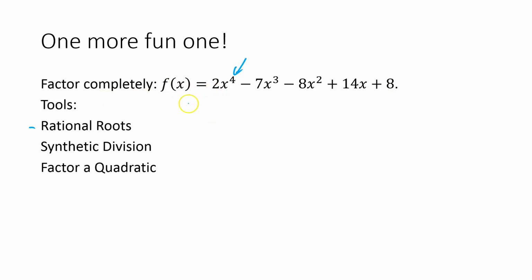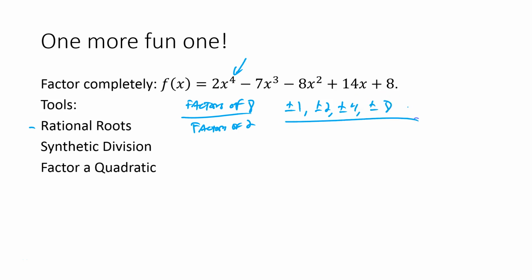So let's start out by listing our potential factors. So we're going to have factors of 8 divided by factors of 2, always remembering the plus or minus. So we have plus or minus 1, plus or minus 2, plus or minus 4, plus or minus 8. On the bottom, plus or minus 1, plus or minus 2. That's it. So for our list of potential roots, we could have anything over 1: plus or minus 1, plus or minus 2, plus or minus 4, plus or minus 8.